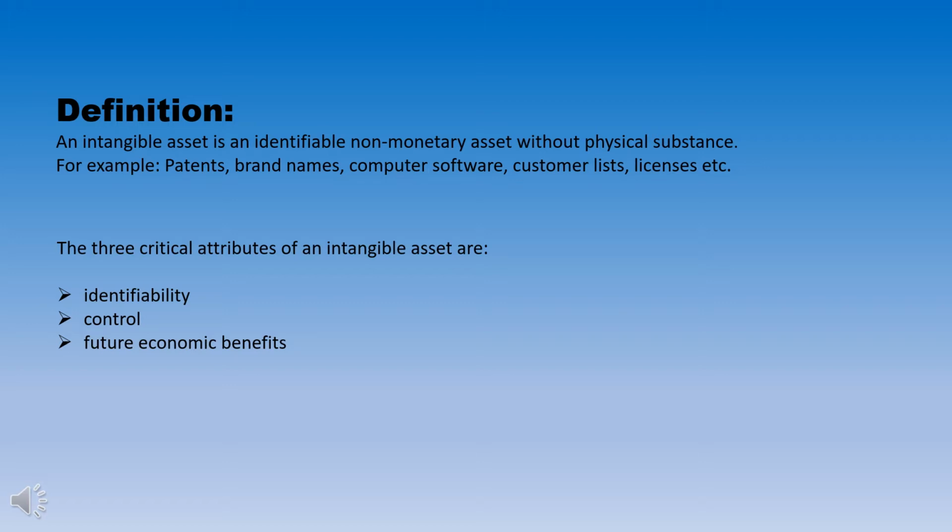Now, the three critical attributes of an intangible asset are identifiability, control, and future economic benefits. What do you mean by identifiability? An intangible asset is identifiable when it is separable, which means that it can be separated and sold or transferred or licensed, etc. Now, the second thing, control. What do you mean by control? Control here can mean that you have the power to obtain benefits from the asset. Then we have future economic benefits, such as revenues or reduced future costs.